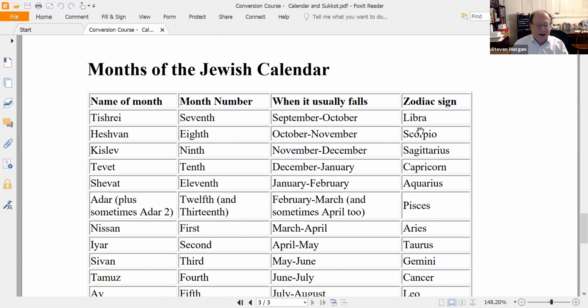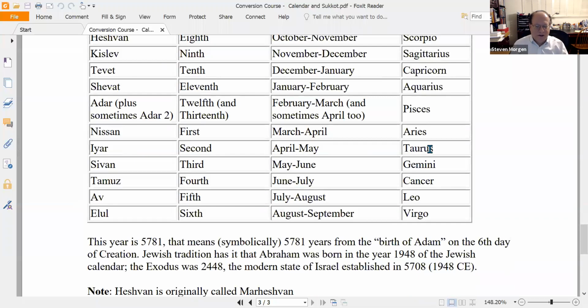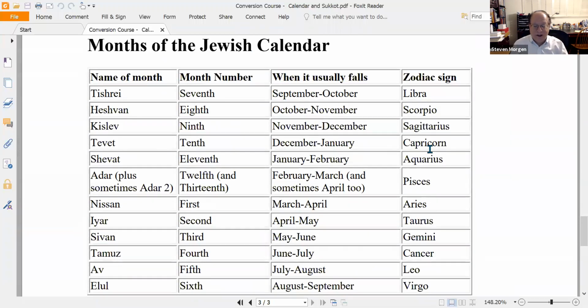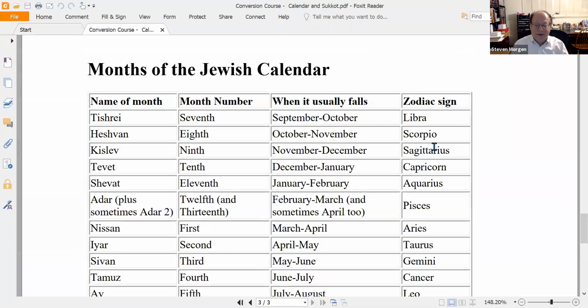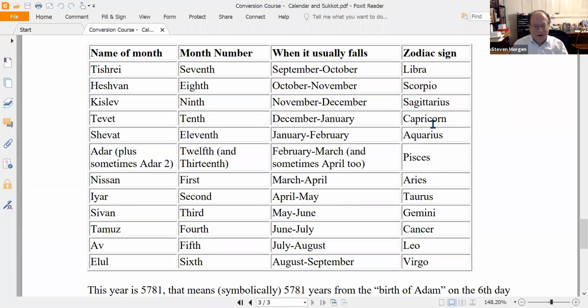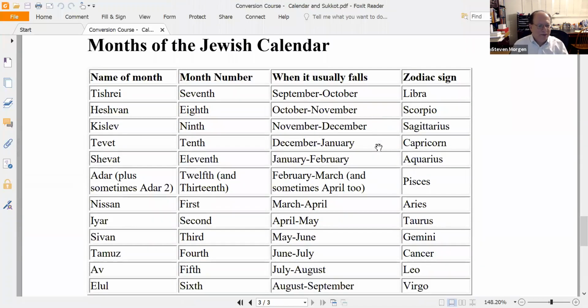And the zodiac sign. I know that sounds weird, but Jews used to be into the zodiac just like everybody else 2,000 years ago. And so there's sort of a zodiac symbol for the months. Not that Jews ever pay attention to this anymore, but for those who are interested, that's what that is.